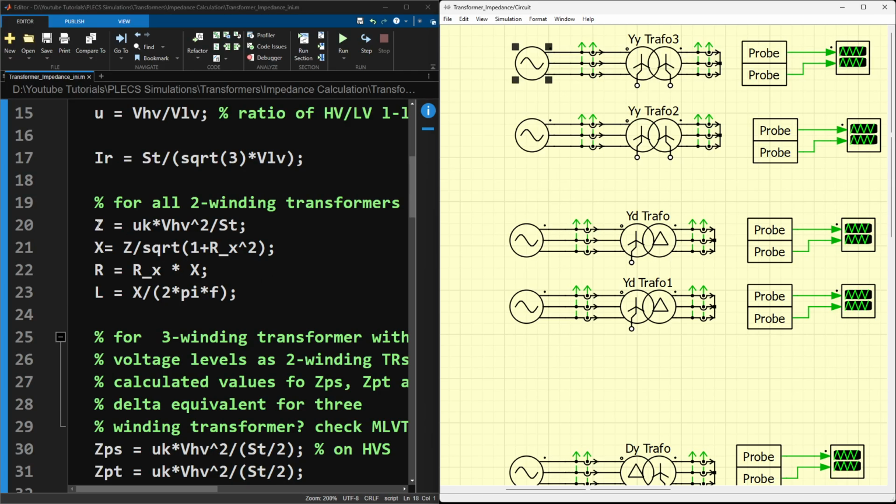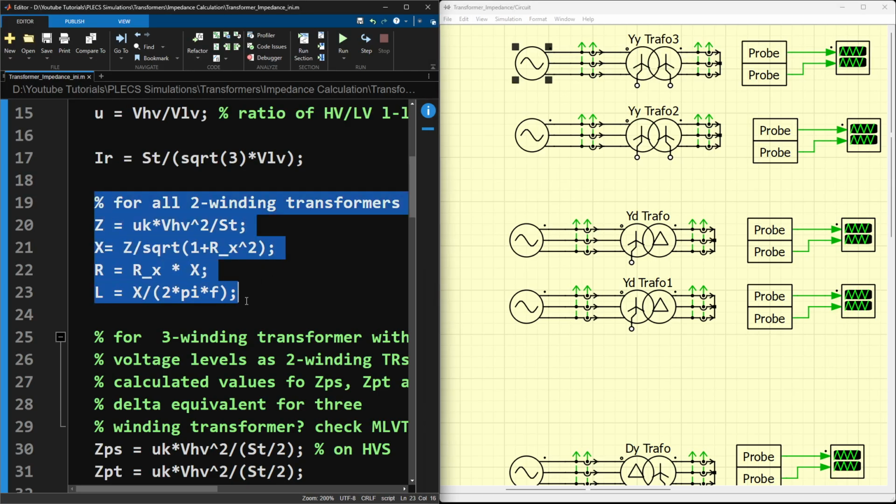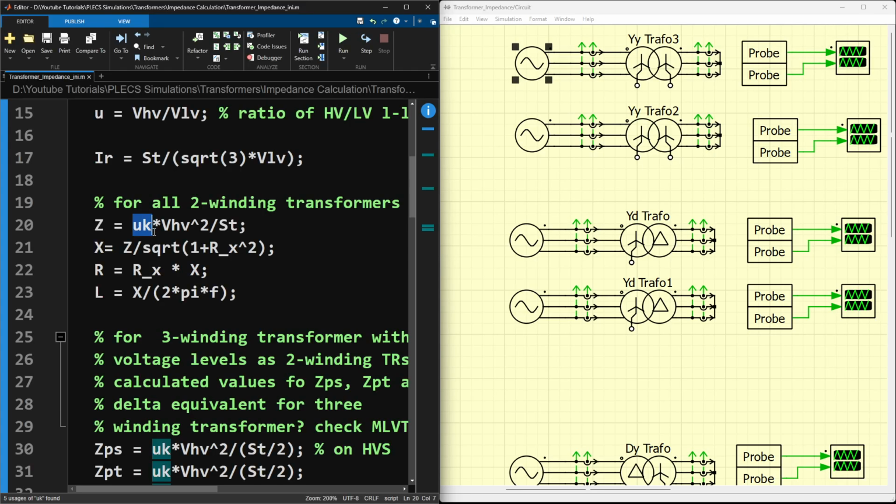So the simple formula here, the implementation of impedance calculation for two winding transformers, is first the impedance, which is UK, the short circuit impedance, times V squared by ST. And then since we considered the R/X ratio, we can find the reactance using this formula.